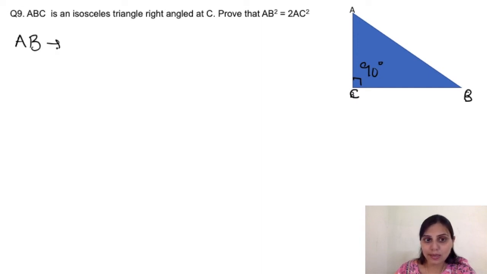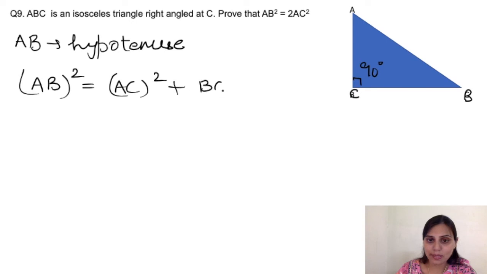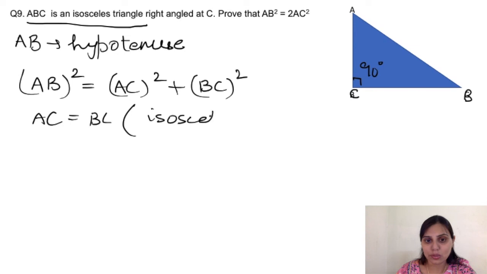In this case, clearly AB is representing the hypotenuse. Now let's apply the Pythagoras theorem in this case. AB square can be written as the sum of the squares of the other two sides, that is AC square plus BC square. Now clearly it is given that ABC is an isosceles triangle. If it is an isosceles triangle, that means the two sides are equal. So in this case also you are given that AC will be equal to BC because an isosceles triangle is given.